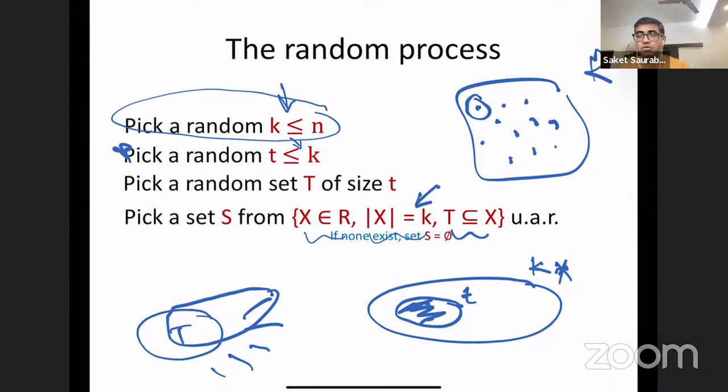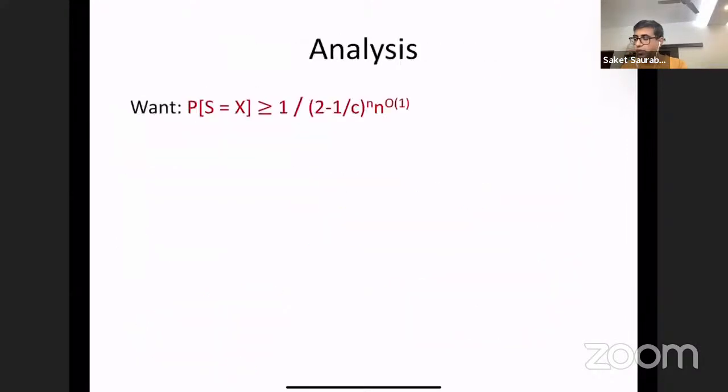Now let me show you why this has the property that we are seeking. This is the S which you are going to output. So this is the analysis. Let X be a set of size k. Let's fix this. What is the probability that the S that you output is equal to X? First of all, the probability that you have guessed the correct size is 1 over n, because you are choosing one of the numbers from 1 to n uniformly at random.